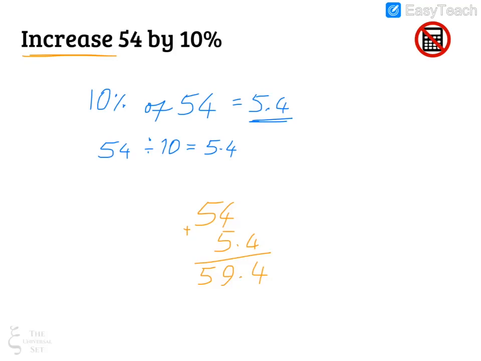So when I increase 54 by 10%, the answer I get is 59.4. So let's pop that over here. 59.4 is my final answer. So because it was an increase, I had to add it on. Let's look at another example.